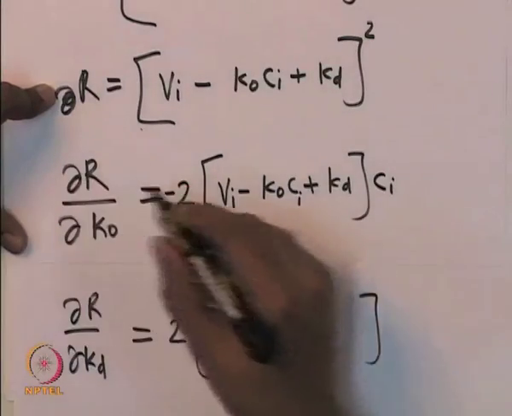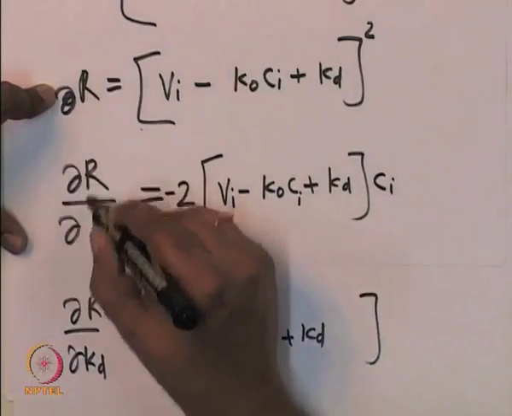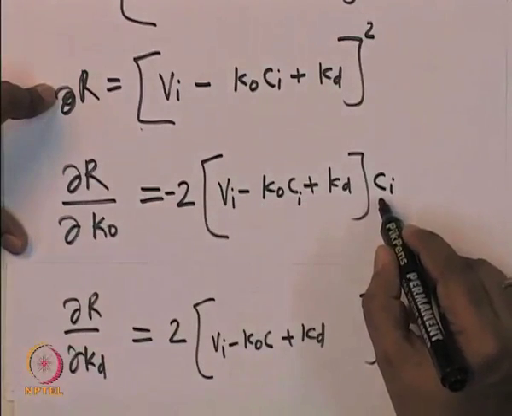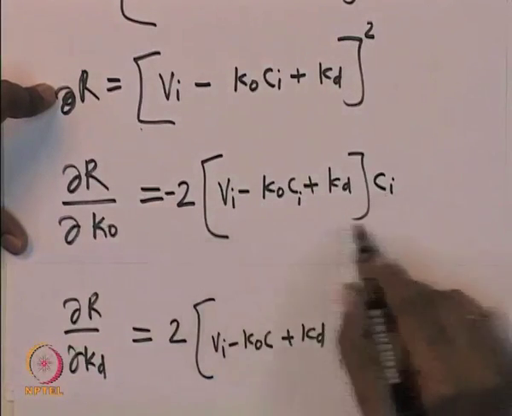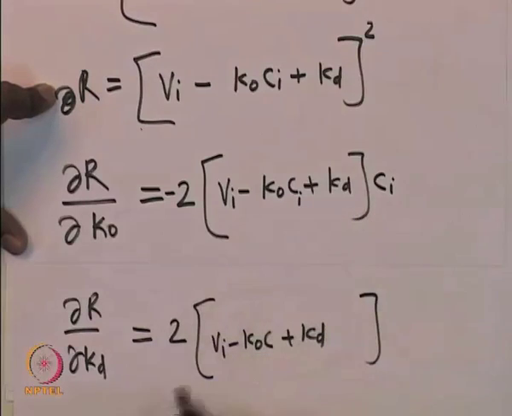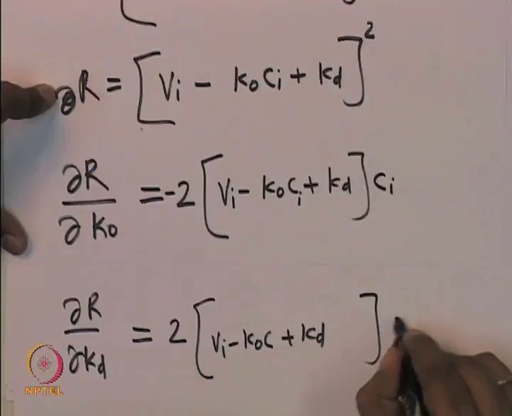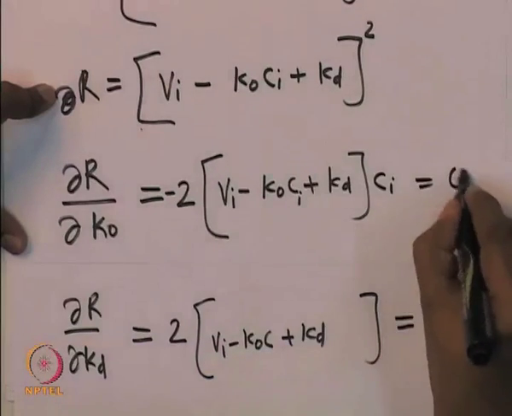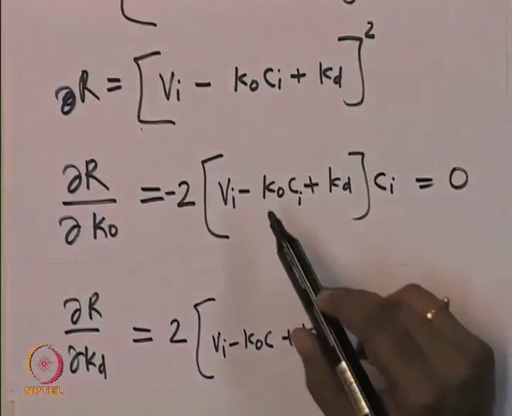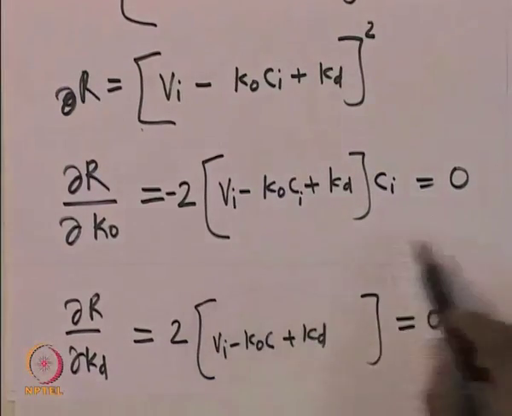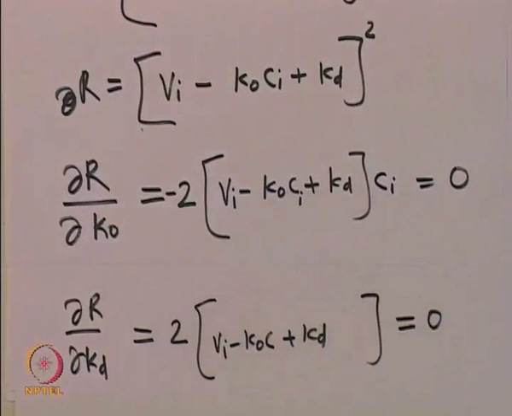So you can find that del R by del K 0 is minus 2 times C I times this, and del R by del K D is 2 times V I minus K 0 plus K D. Both of these are equal to 0. We want to find the values of K 0 and K D for which these 2 equations will be 0.